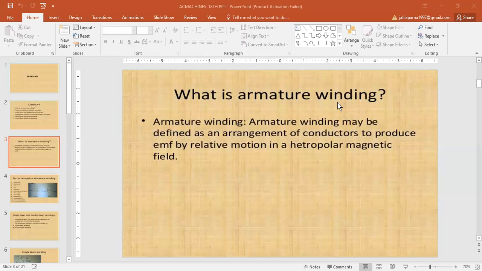Pitch of a winding, in general, may be defined as the distance around the armature between two successive conductors which are directly connected together, or it is the distance between the beginnings of two consecutive turns. Y equals YB minus YF for lap winding, and Y equals YB plus YF for wave winding.